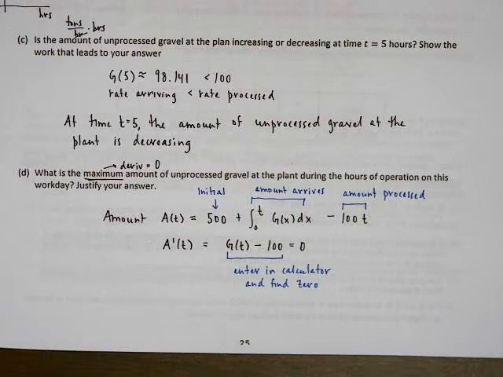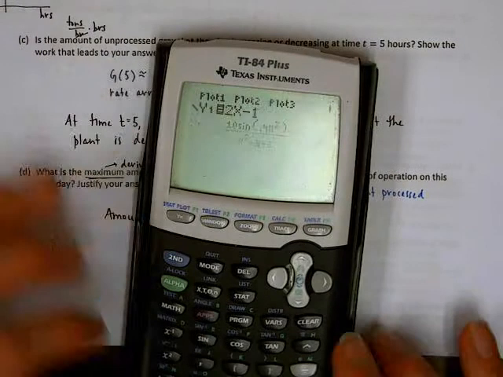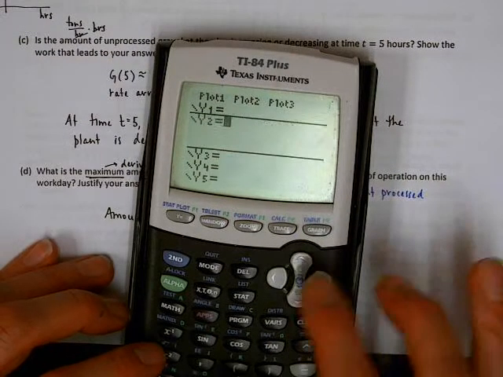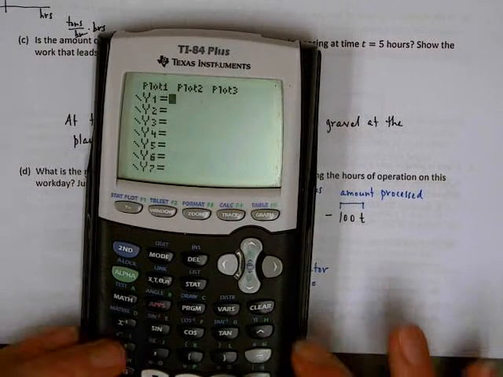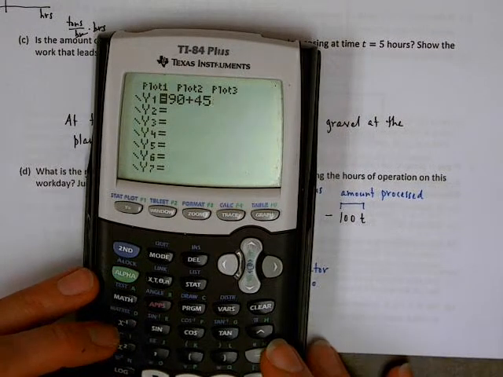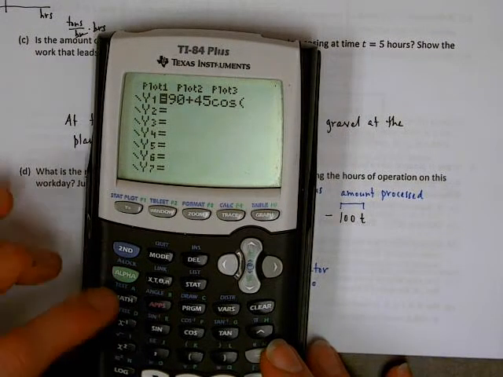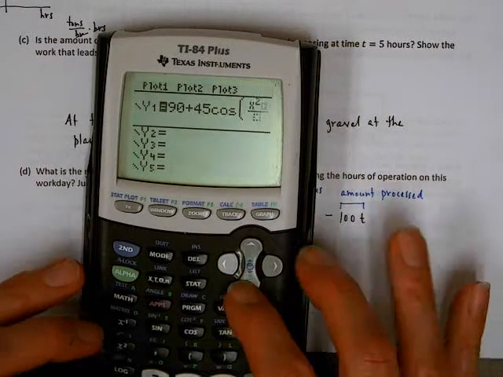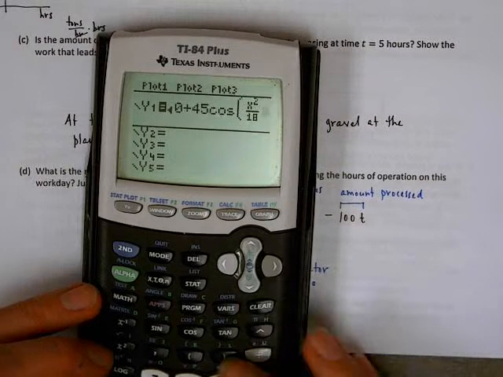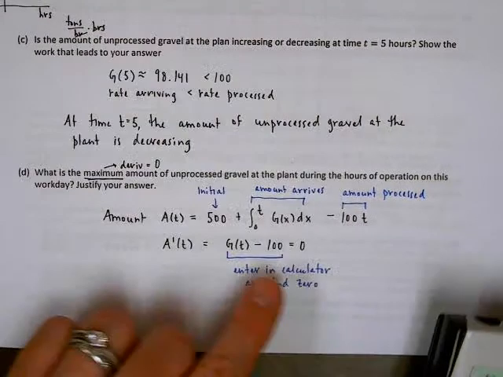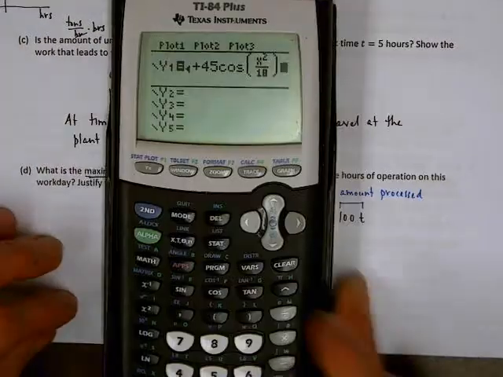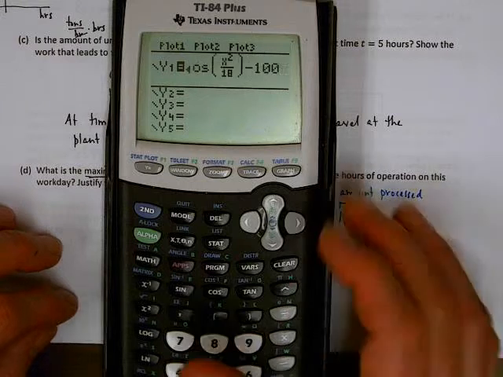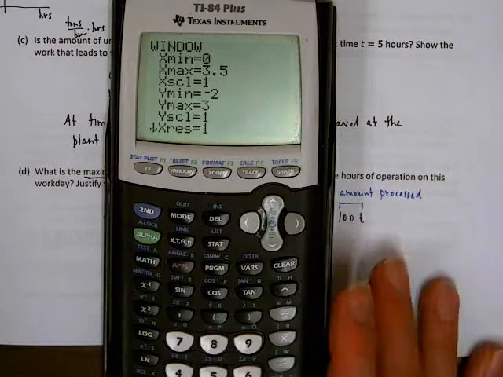Okay, so I'm going to go to my y equals, probably got other stuff in there. y equals 90 plus my 45 cosine x squared over 18. So that's my function. Now I have minus 100. And actually, I'm going to go ahead and check my window first.